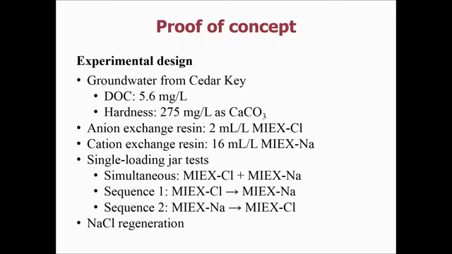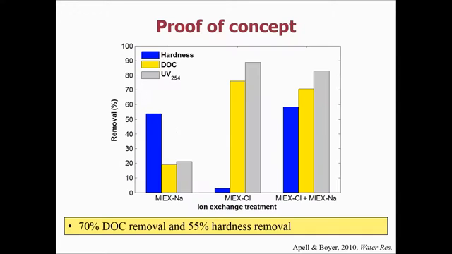And so for those of you not familiar with these resins, these are polymer resins that have magnetic iron oxide incorporated into them, and that allows for more effective settling and allows those resins to be used in a completely mixed process. And then we wanted to look at different modes of jar tests where we're looking at simultaneous treatment, the resins combined in the same vessel, and sequential treatment. That is either anion exchange followed by cation exchange or vice versa, to understand the chemistry and the process together, and then looked at regeneration.